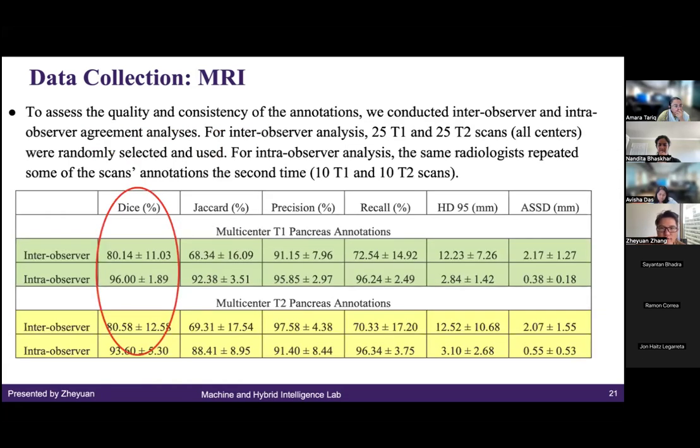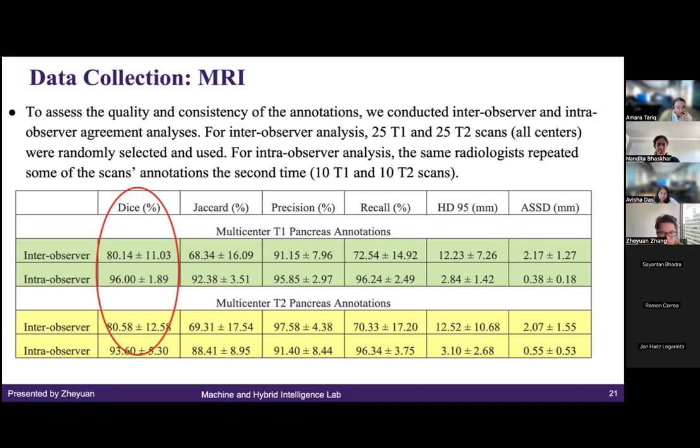And first, before doing any segmentation algorithm, we need to verify whether our segmentation annotation itself is accurate or not. So we conduct an inter-observer and intra-observer analysis. Inter-observer analysis means that we give two radiologists the same cases, and they provide annotations. For the intra-observers, the same radiologist will repeat their annotations a second time after some time interval.